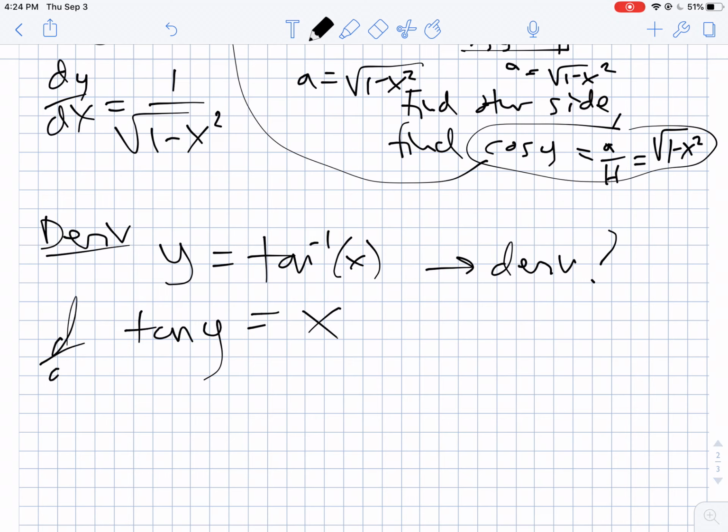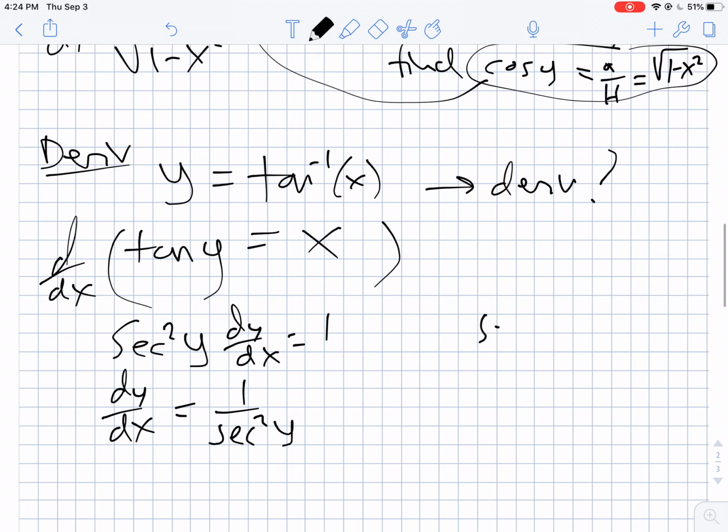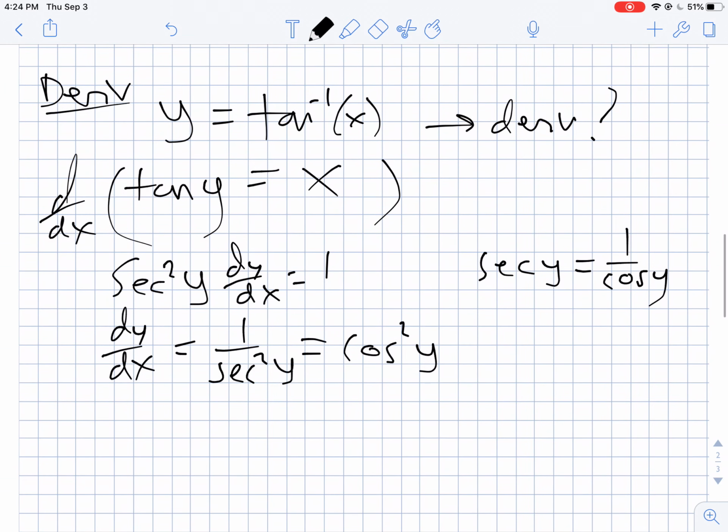So then if we take a derivative here, we get secant squared of y times dy dx equals 1. So my dy dx is equal to 1 over secant squared of y. Now you might remember that secant of anything is just 1 over the cosine of that thing, it flips it. So this is actually just cosine squared of y. So again, we have to ask ourselves, what does cosine of y equal in terms of x?